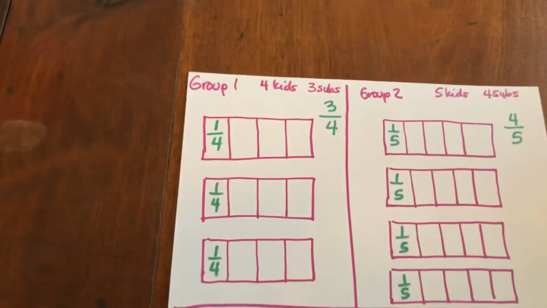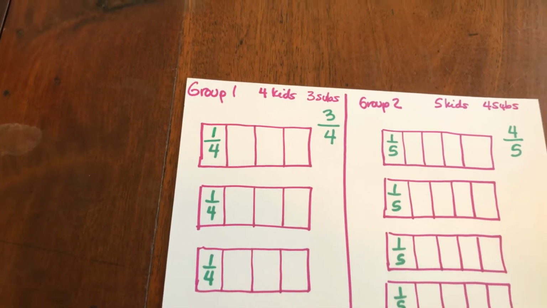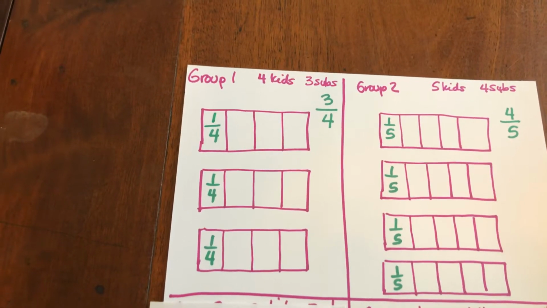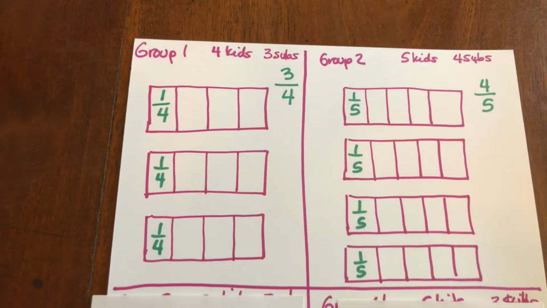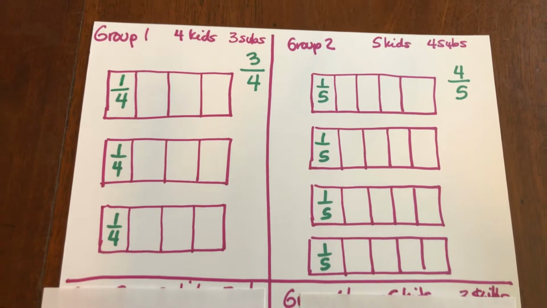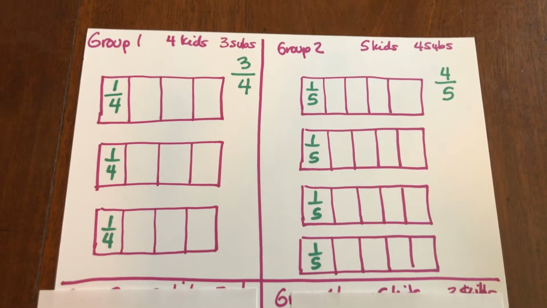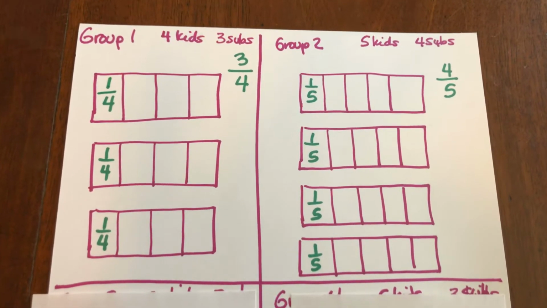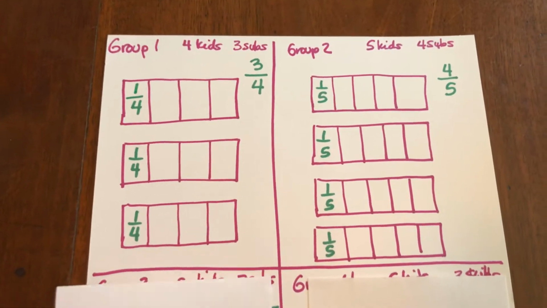If we look at group 2, the students had 4 subs, and there were 5 students. So again, I thought about how many students there were in each group, 5, and so I divided the subs into 5 equal parts. And then each student got 1 of those 5 parts. 1/5 plus 1/5 plus 1/5 plus 1/5 was 4/5.